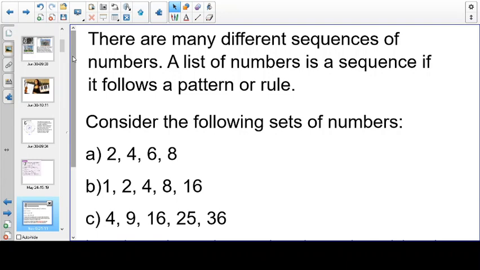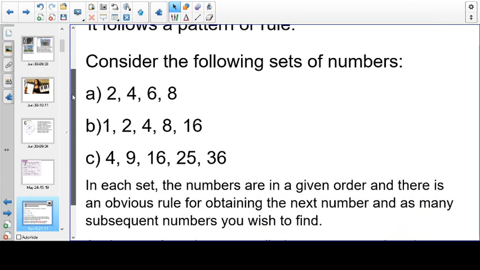So if we look at these three sequences of numbers, 2, 4, 6, 8, you can see that to get from one number to the next, we are adding 2, so that's following that rule. The next set of numbers, to get from one to the next, we are multiplying by 2, so that's that rule. And the last one, if you look at the difference between each number, it's going up by 5, and then it's going up by 7, and then by 9, and you'll probably know that they are related to the square numbers. Okay, but that's following that particular rule.